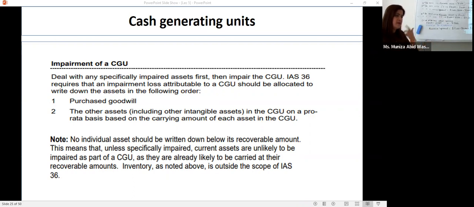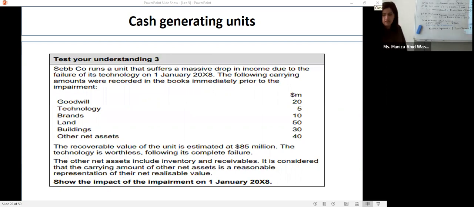We are already recognizing inventories and other current assets at their recoverable amounts, isn't it? So that is why we are not going to set the impairment loss for the cash generating units against their current assets. Inventory, as noted above, is outside the scope of IAS 36. So not only inventory, if it's construction contracts, IAS 11, or deferred tax assets, IAS 12, or all those assets which we have discussed earlier, they are not going to have any set off of the impairment loss in the CGU as well. Now, understanding number 3 is there. Sometimes these types of questions can be asked in multiple choice questions. A full-fledged question doesn't come from this area.